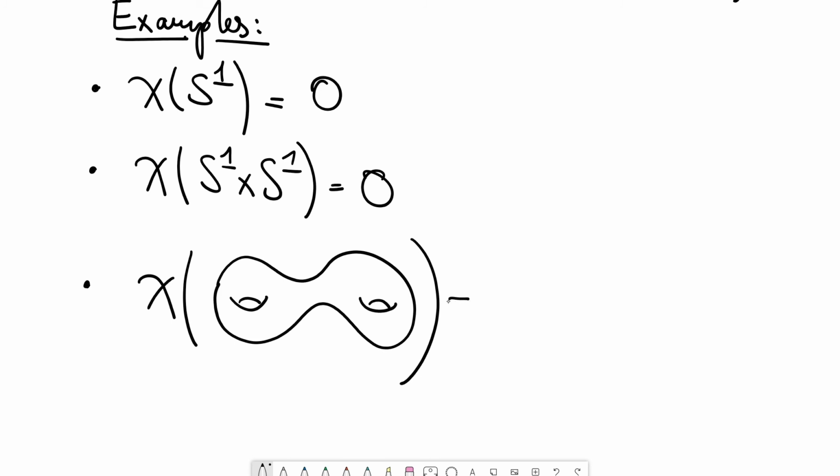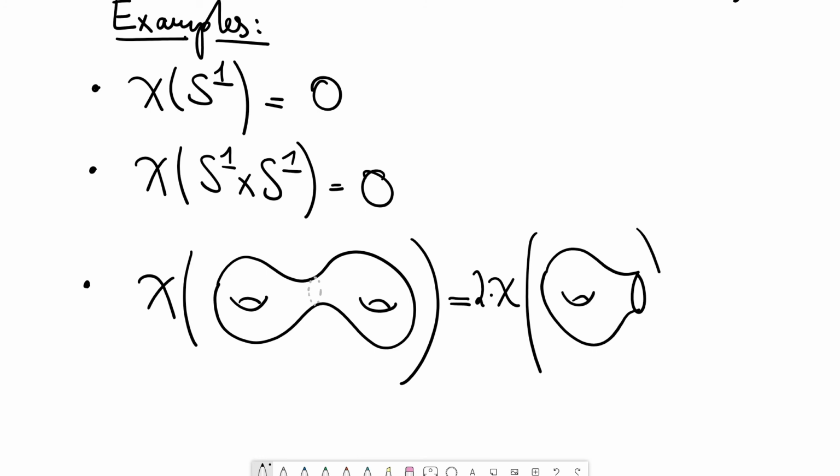Just to see this in action, we can view this as a pushout of two tori with a hole. So the additivity then says this is 2 times this piece minus, they're glued along the circle here, so minus the Euler characteristic of S1, which is 0.